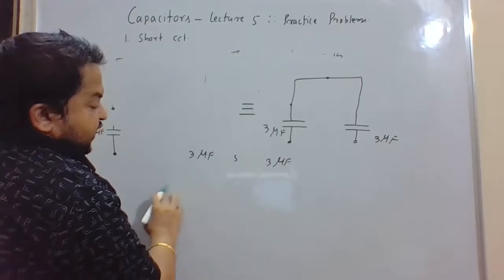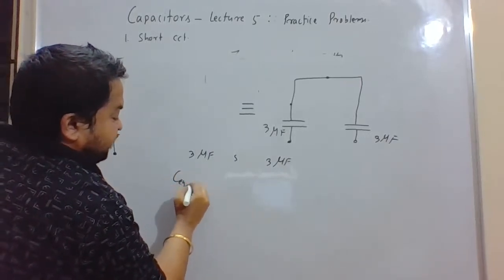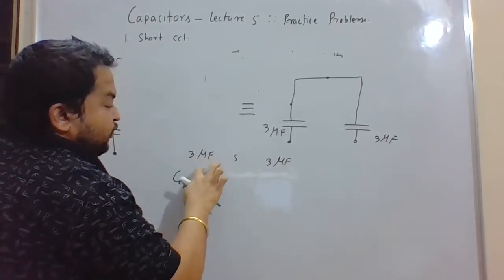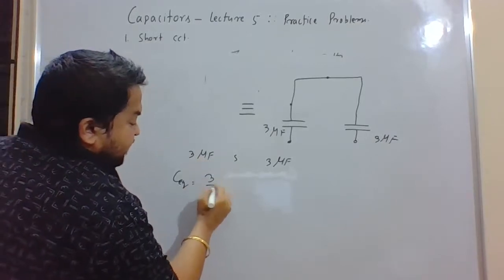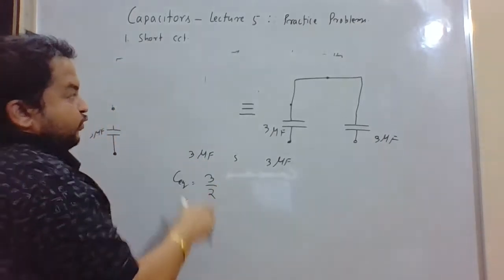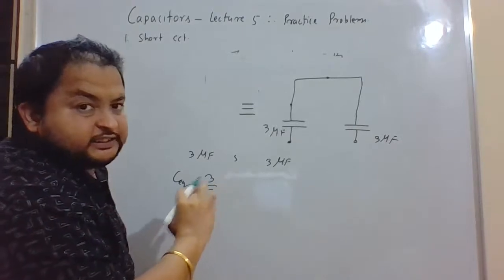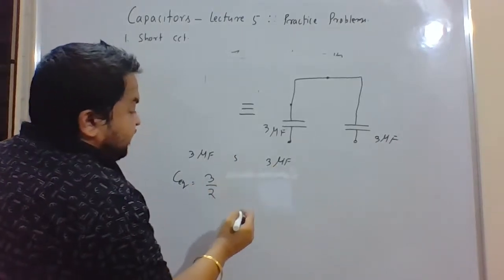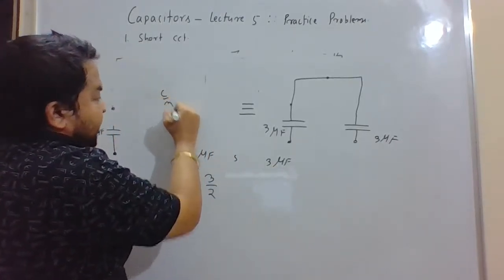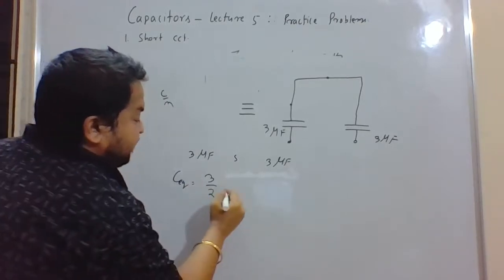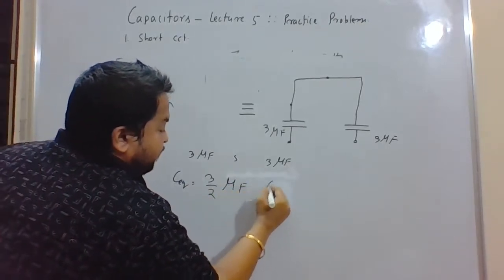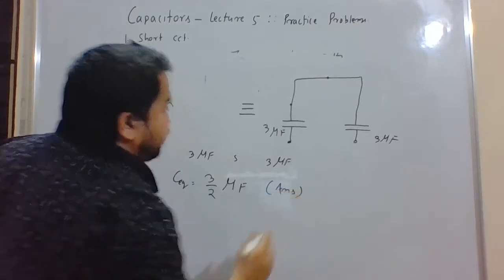So obviously our equivalent capacitance C equivalent is nothing but 3 by 2, right? We know if there are n number of capacitors connected in series, then the equivalent capacitance becomes C by n. So obviously the C equivalent becomes 3 by 2 microfarad, and that is the answer.